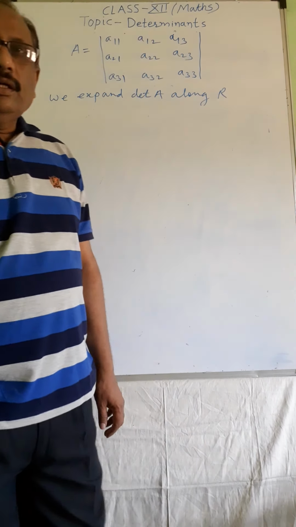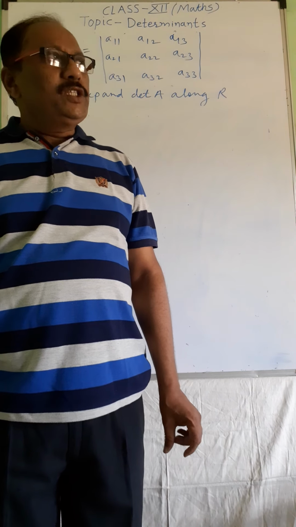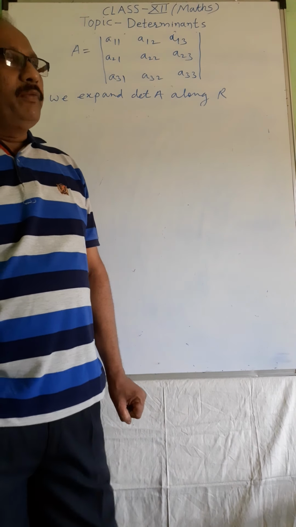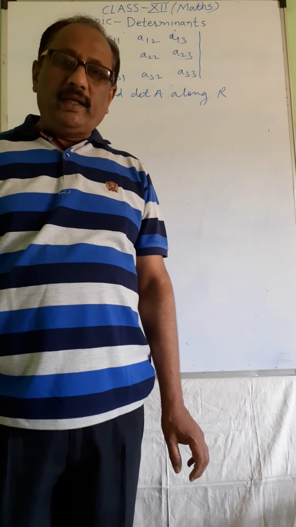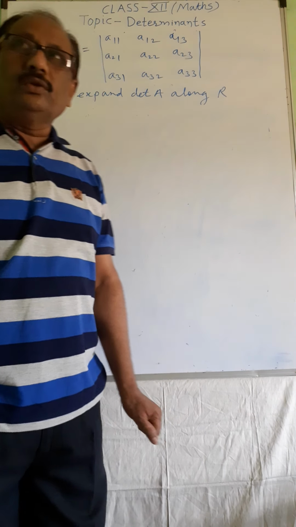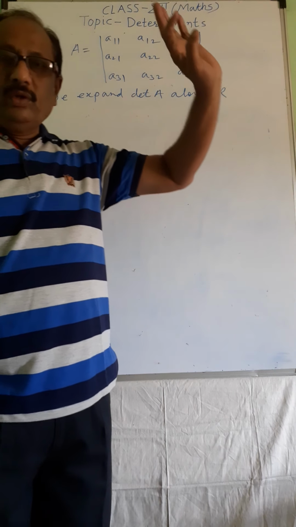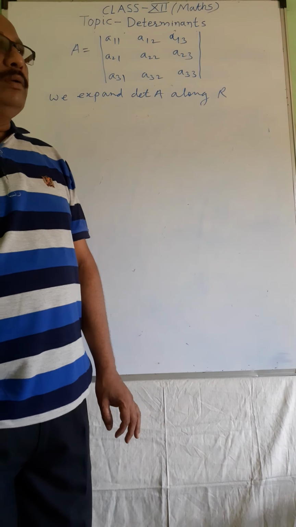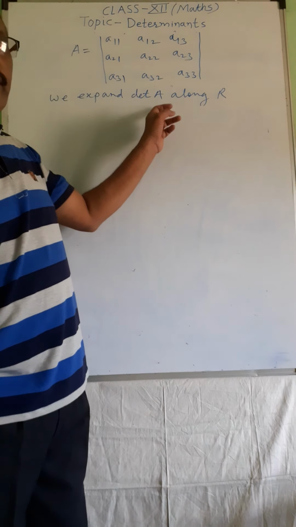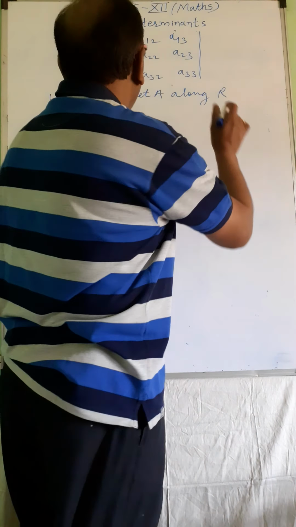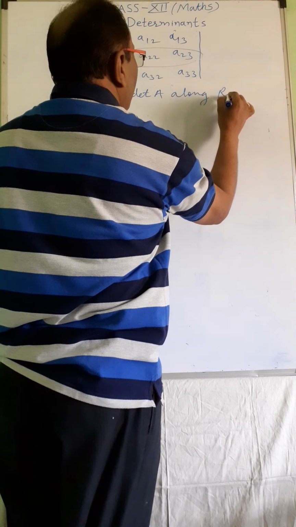Hello friends. Any determinant can be expanded in 6 ways: by first row, by second row, by third row, and also by taking first column, second column, or third column. Here we have expanded this determinant along the first row. Now we demonstrate how we can expand the given determinant along the second row. Second row means this one.